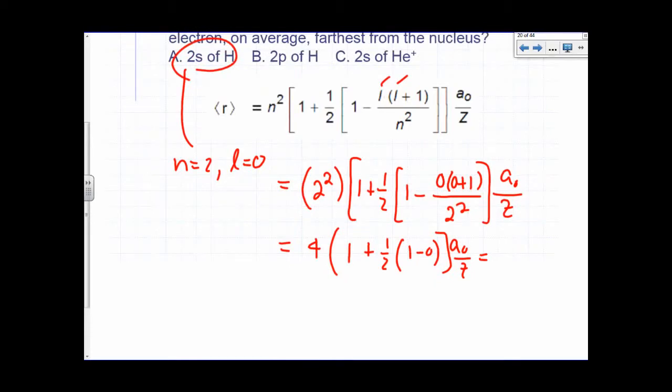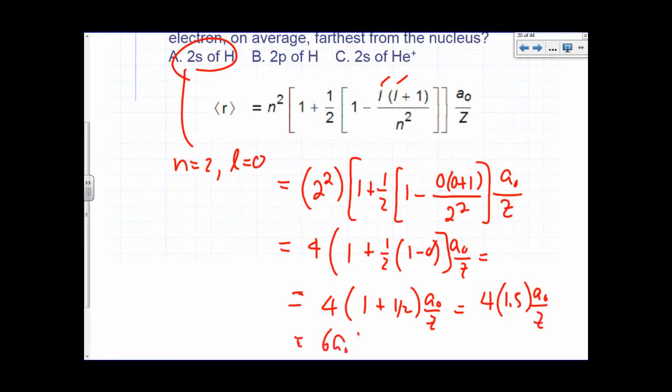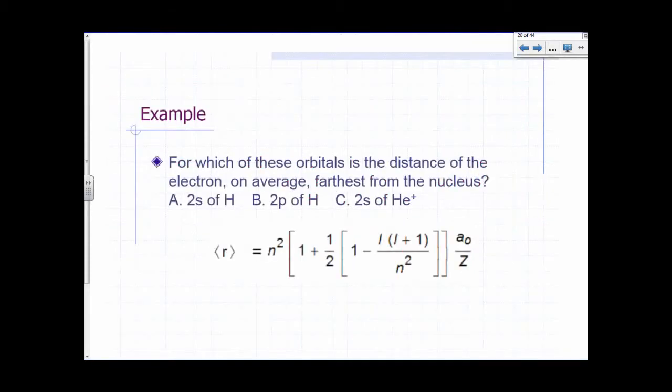And you'll find that that's equal to 4 times 1. Oops, 1 plus 1 half. 1 plus 0 cancels there. 1 plus 1 half times A naught over Z. So that's 4 times 1.5 times A naught over Z. So that's going to be 6 A naught over Z. So that's the average distance from the nucleus. Okay, so we have 6 A naught over Z for hydrogen.